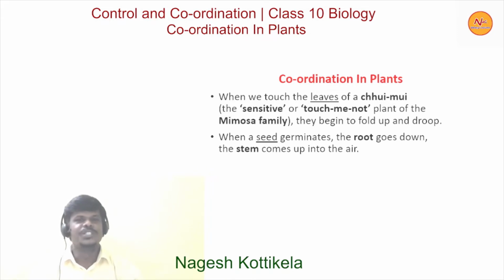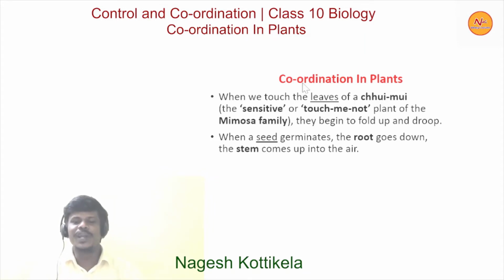Animals have a nervous system for controlling and coordinating different activities of the body. But plants have neither a nervous system nor a muscular system. Then how do the plants respond to different stimuli? Let's discuss this with the help of a few examples.